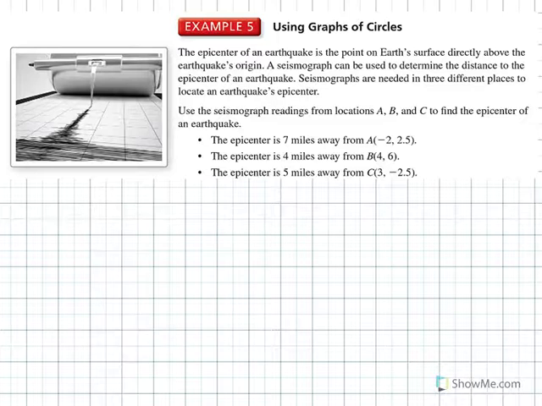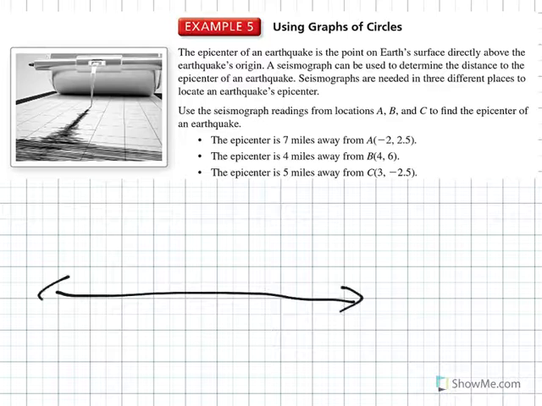Especially with today's technology. And so this first one, it's just telling you the epicenter, like they can tell how far away it is. So they're saying the epicenter is 7 miles away from A (negative 2, 2.5). So that's the location of these seismographs. If we look at a graph, and I just have graph paper here, I'm just going to draw basically our x and y axis a little bit here. And like I said, this is going to be kind of approximate.